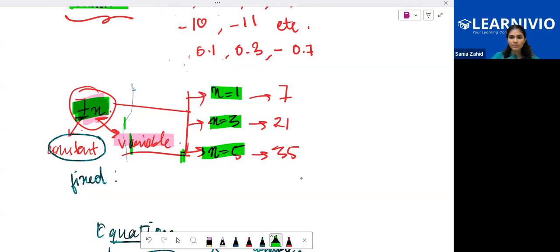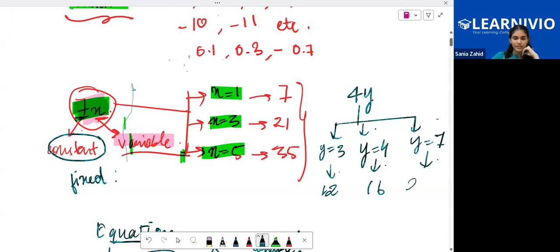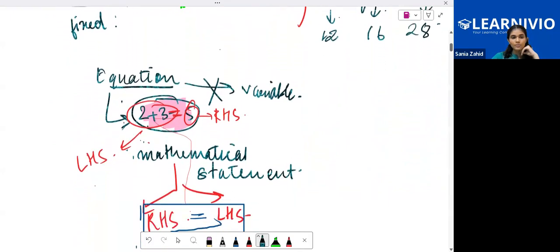Okay, now both of you tell me, let's consider another expression, 4y, and now I give you certain values. First, y equals 3. What will 4y be? 12. Yes, very nice. Do you get it? Yes. Next, if y equals 4, what will 4y be? 16. If y equals 7, what will 4y be? 28. Okay, so that is how you can find the value of an unknown expression by just putting in the values.